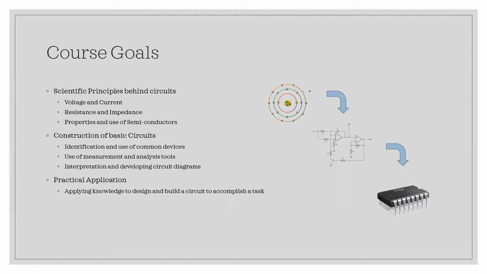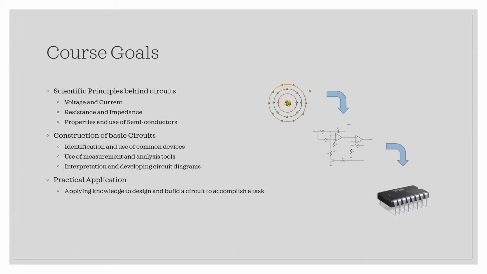So the goals for the course are, you will learn the scientific principles behind circuits and their application. This includes where voltage and current come from, as well as their impact on a circuit. We will also cover resistance and reactance, which are some of the responses components can have to voltage and current. You'll be introduced to semiconductors, their physical foundations, as well as use. This course will also teach you how to construct and identify basic circuits and their intended uses.